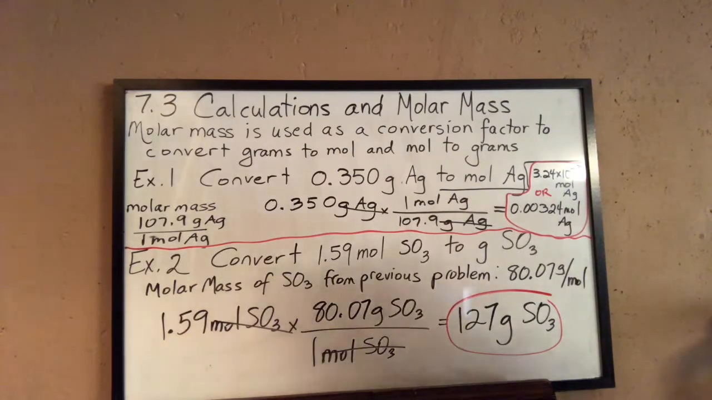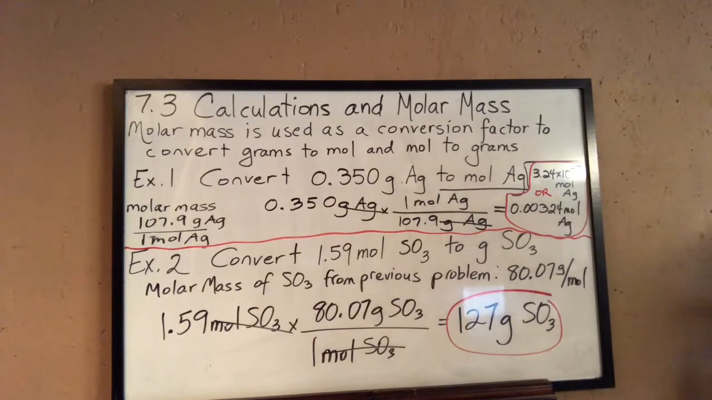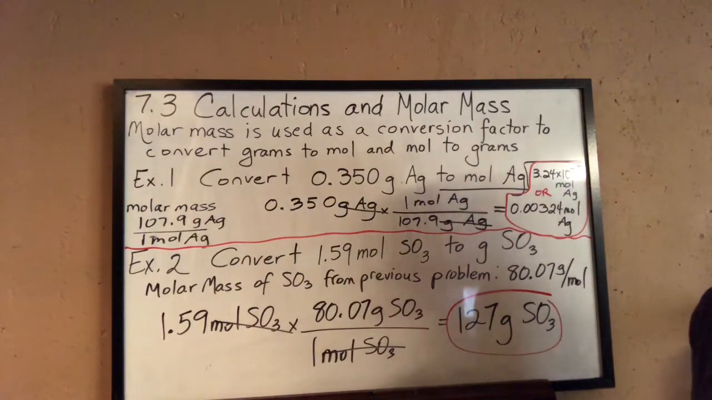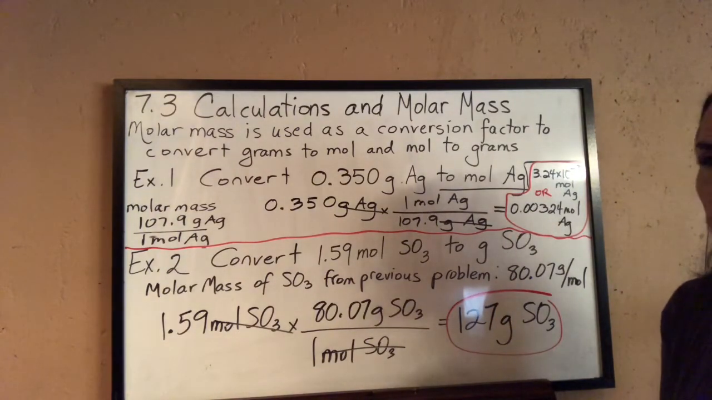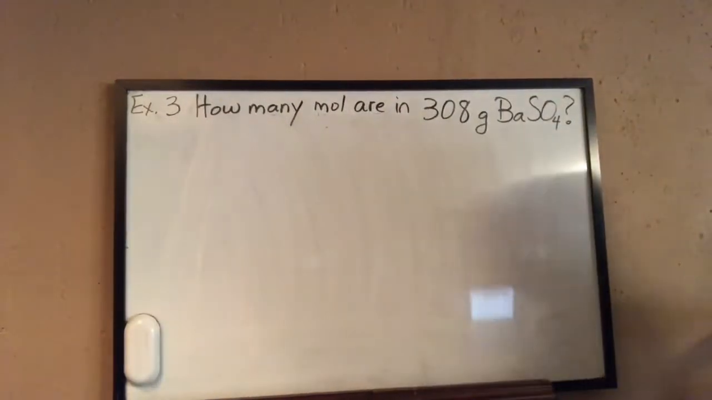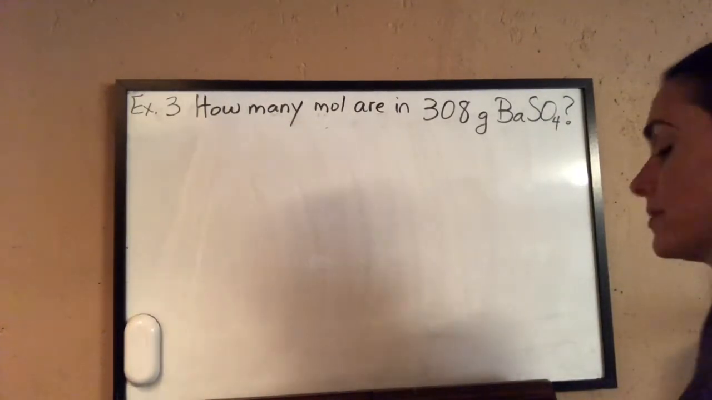And we can do another example. Actually, I'd like to do 2 more examples. This is a very critical part of chemistry, molar mass, and using it in conversions. So I don't believe that it's a waste of time to do 4 examples. Okay, let's do another example. How many moles are in 308 grams of barium sulfate?